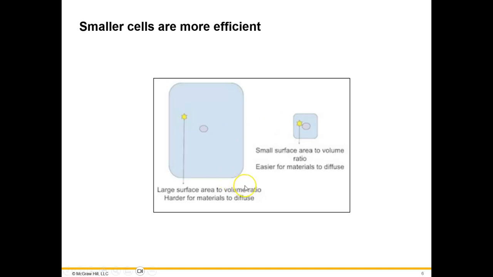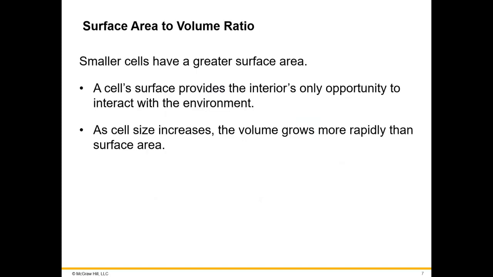And that's really all we're talking about with this surface area to volume ratio. If we have a smaller surface area, meaning the surface area of this cell to the volume that is inside it, that's going to make it easier for materials to diffuse and find the exact spot they're trying to reach. Smaller cells will have a greater surface area compared to their volume, and as cell size increases, the volume is going to grow more rapidly than the surface area.